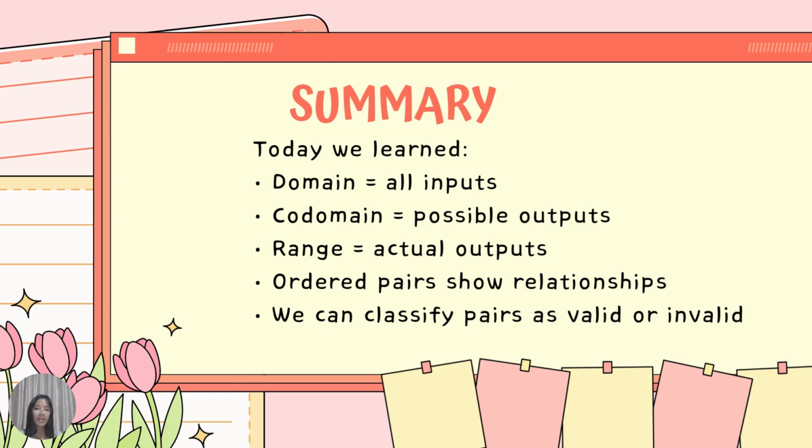Now, before we end, let's summarize everything we learned today. Domain is all the inputs and codomain is all the possible outputs, range is the actual outputs, ordered pairs show connections, relationships, and pairs can be valid or invalid based on definitions. So this concept helps us describe and analyze the relationships in math and real life.